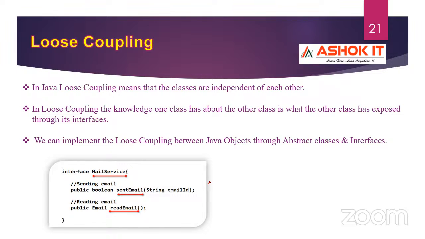So now we have created the mail service as an interface. The mail service interface contains two methods. One is the send email method. Another is the read email method. So tell me, one method is useful for sending the emails. Another method is useful for reading the emails. So can I have more implementations of this interface or not?